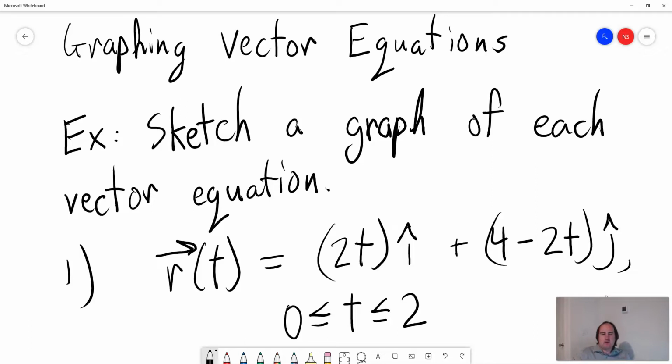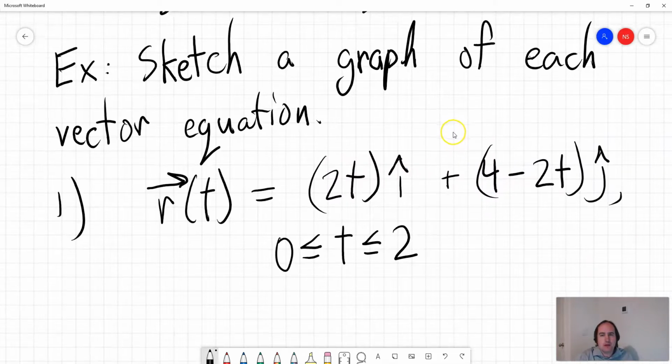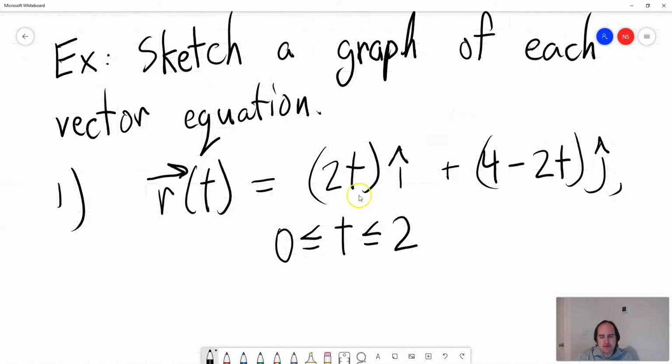You're going to notice something here. It's a two-dimensional vector equation, but we are going to be graphing these in 3D, with 3 dimensions. There's no k hat here, so there's no third component. So this is just going to be two-dimensional. We want to sketch a graph of this vector equation, and they tell us that t starts at 0 and t ends at 2.